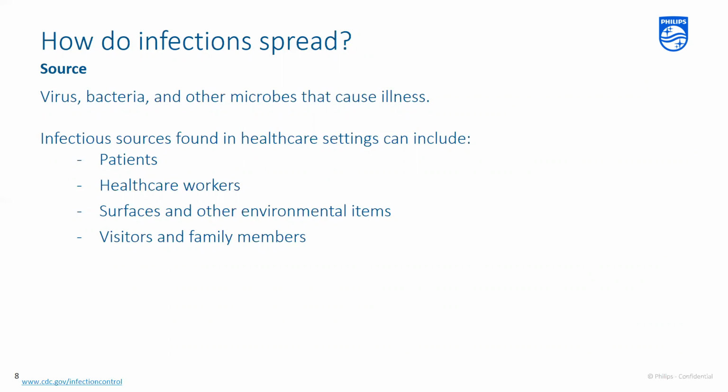Common environmental items that may harbor infectious agents include dry surfaces like countertops, bed rails, and medical equipment; wet surfaces and moist environments such as sinks, faucets, and medical ventilators; indwelling medical devices, including catheters and IV lines; and construction dust and other debris.